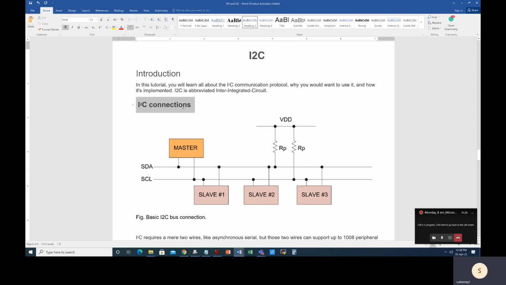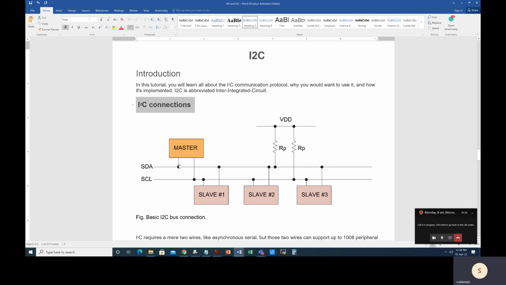The I2C connections, or architecture in hardware, are shown in this diagram. Here we are showing the I2C bus connection, because it's a group of lines, SDA and SCL. SDA stands for serial data, SCL stands for serial clock. Now these two lines are spread over an embedded system, let's say within a PCB.